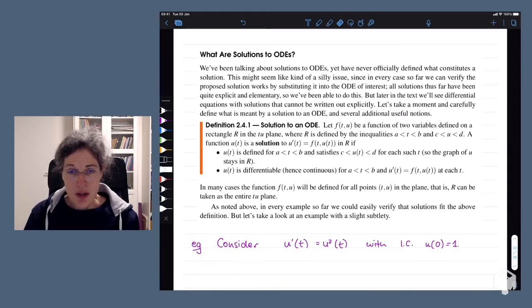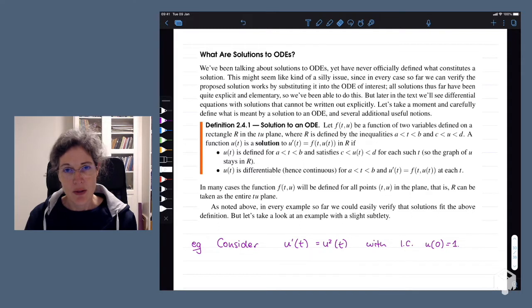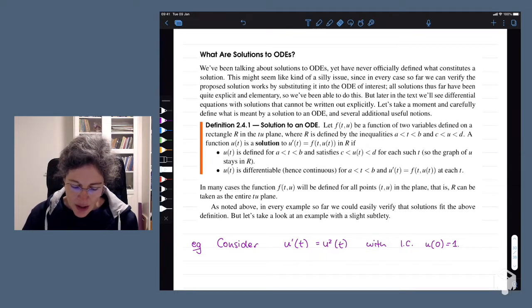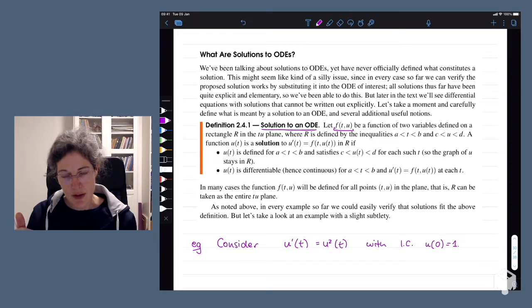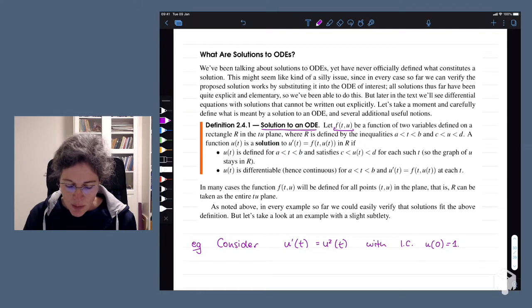So the first thing that we need to do is define exactly what it means to be the solution to a differential equation, an ordinary differential equation. So let's put together a definition that is going to make sense, and we'll take it step by step. All right, so a solution to an ODE. What are we going to do? First, we're going to take a function of two variables, our time variable t and our u, which is actually the function that we're trying to find. And we're going to let it be defined in a rectangle on the tu plane.